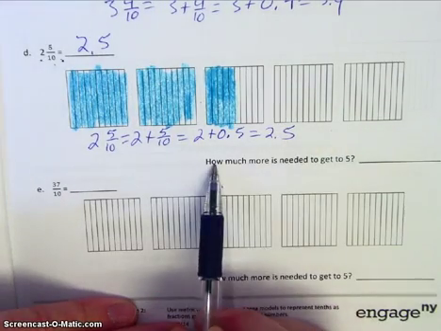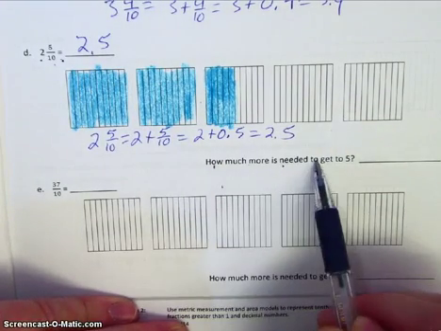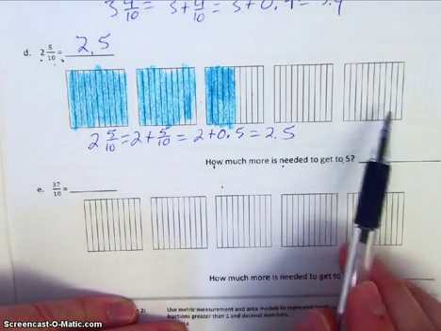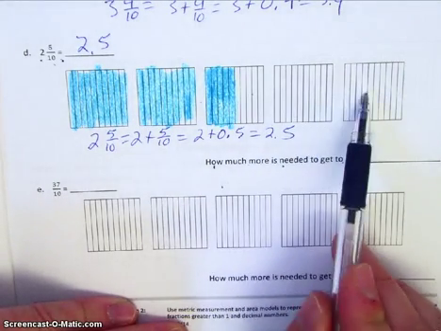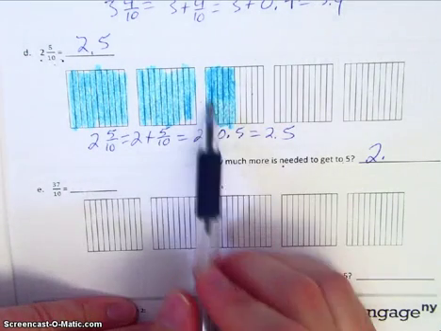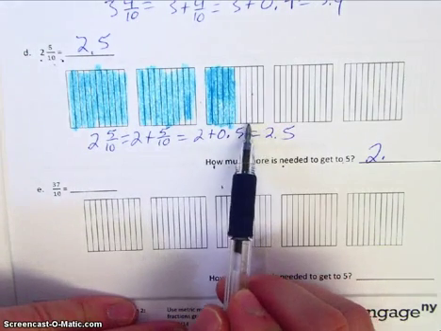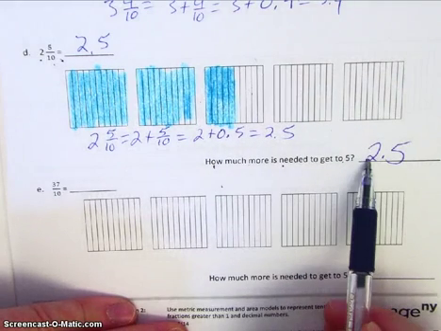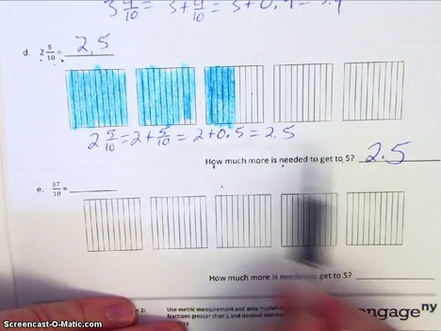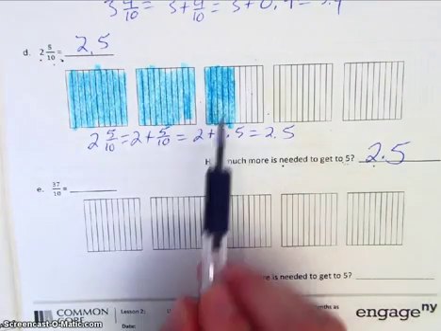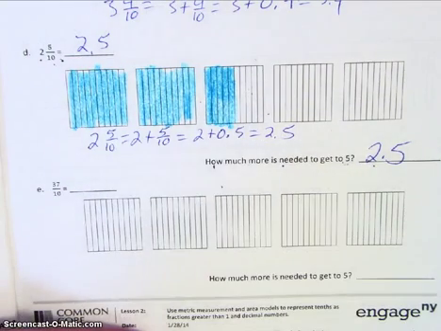Now, we have a new question here. How much more is needed to get to 5? So if we look at what we don't have shaded, well, we have 2 full ones that are not shaded. Then we go to this middle box here, and we have 1, 2, 3, 4, 5 tenths not shaded. So we need 2 and 5 tenths more to get to 5. So we actually have half of our boxes shaded in.